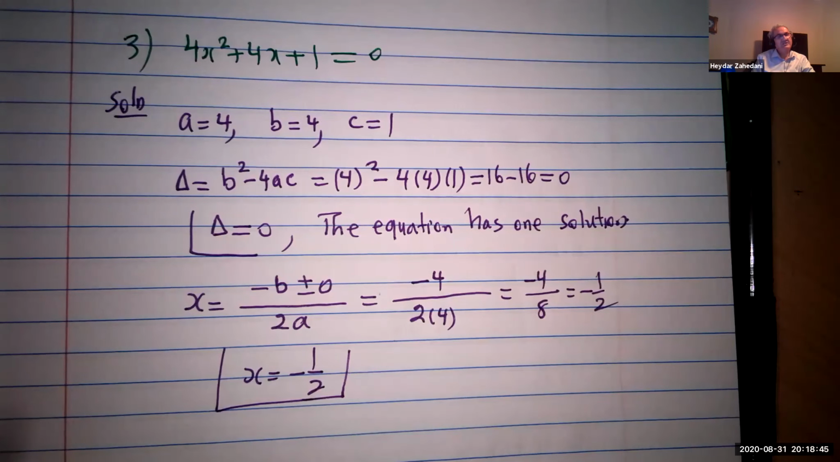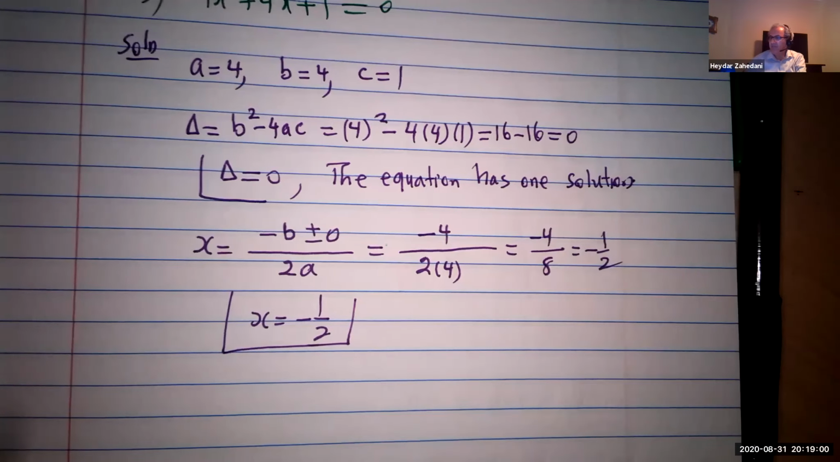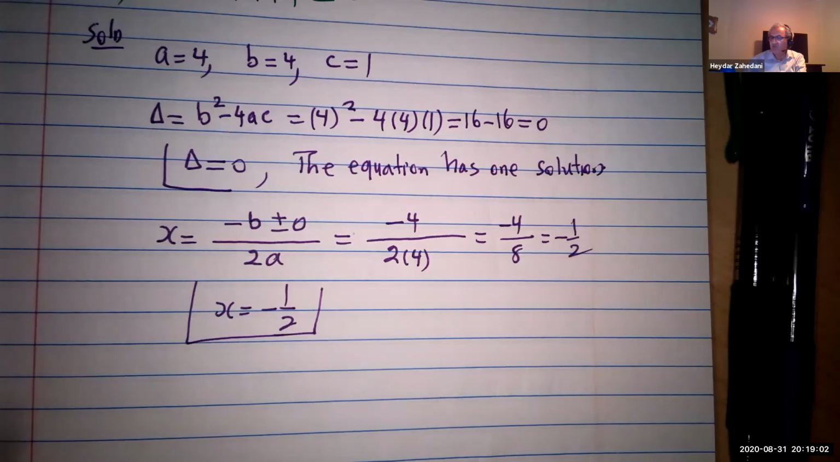So the equation is given to us. We check the delta to see if we have any solutions. Delta happened to be 0, so this is it. Delta is 0, so we are going to have only one solution. And that is case 2. Any question?